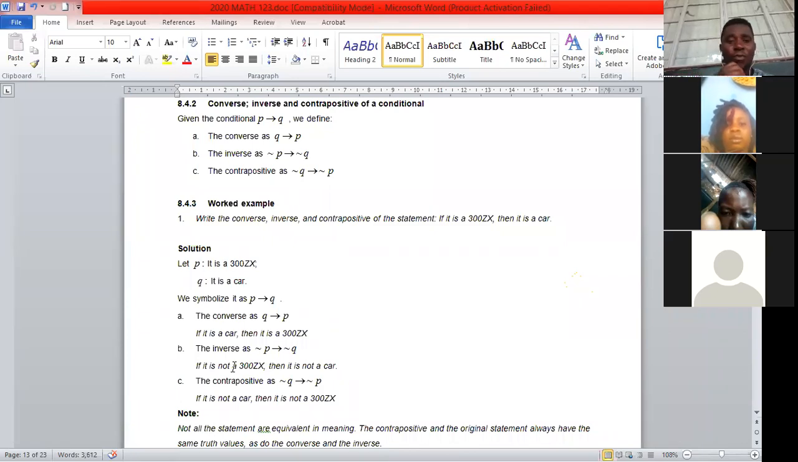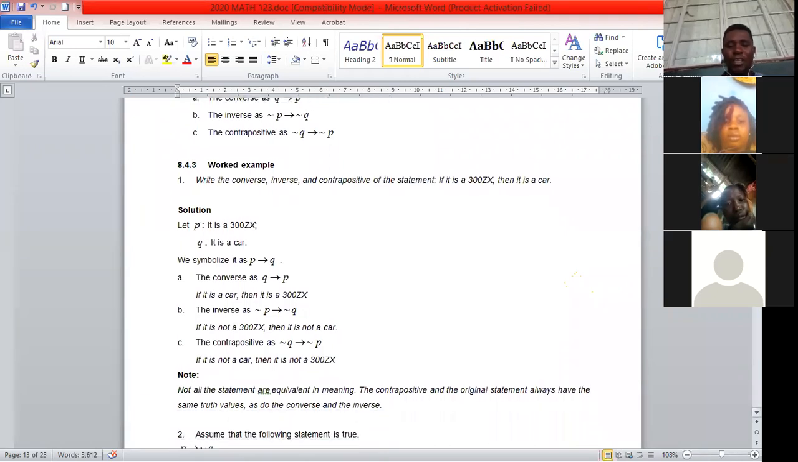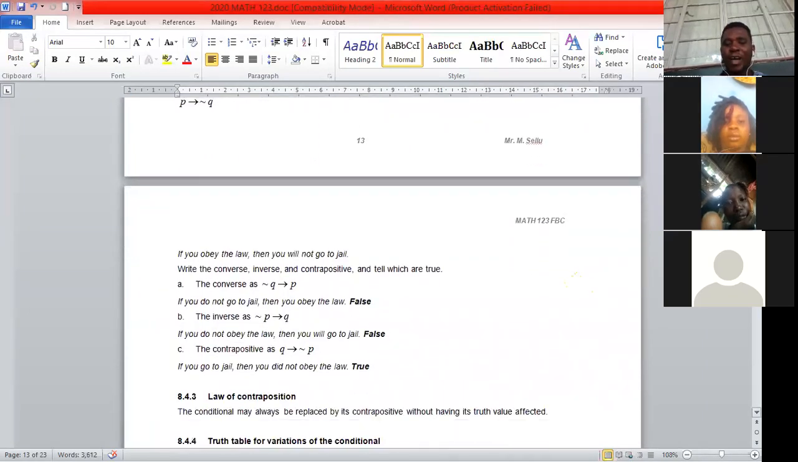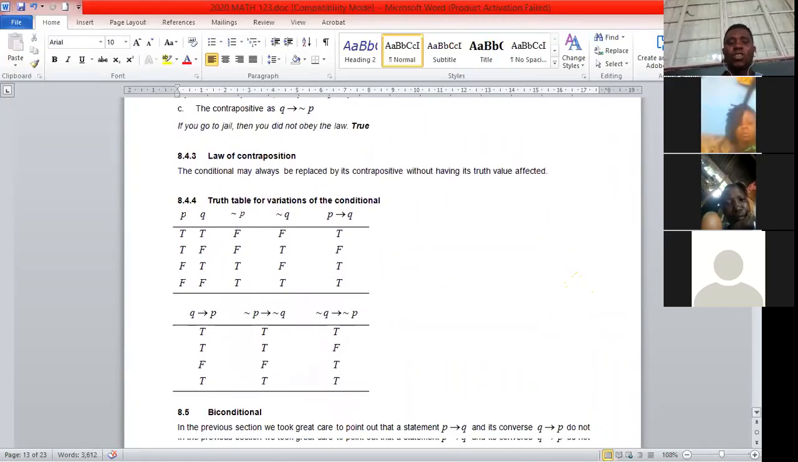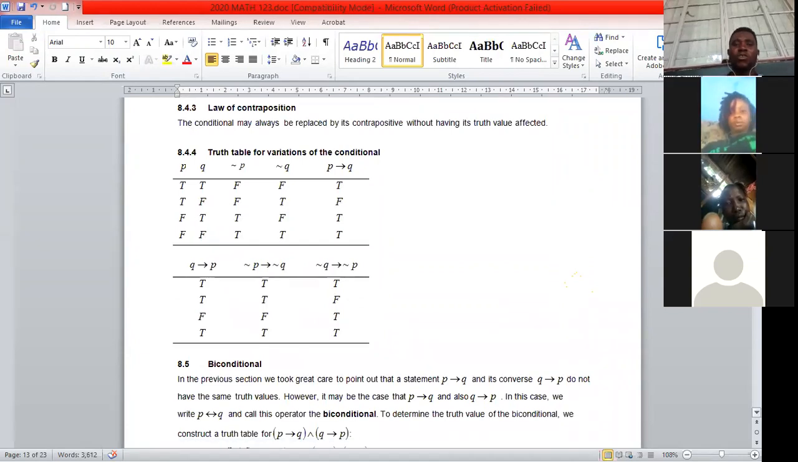Then the contrapositive of that. See here, the contrapositive is saying the negation of Q and the negation of P. How do I negate P? How do I negate Q? So if it is not a car, then it is not a 300 ZX. That is just what I want to achieve today: how you can write the inverse, the converse, and the contrapositive of a conditional statement. How do you write that?